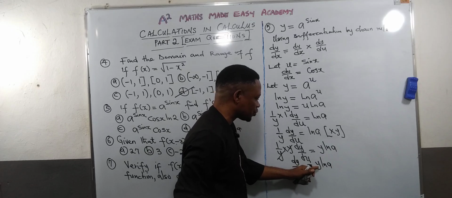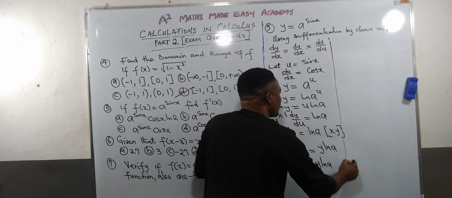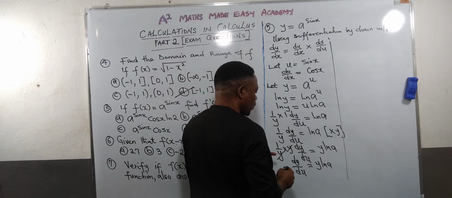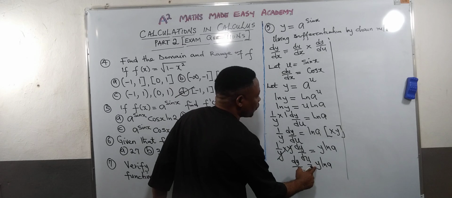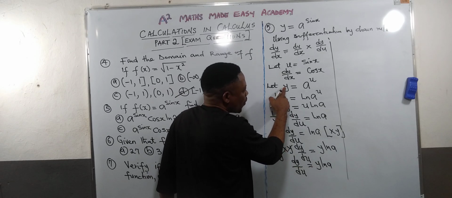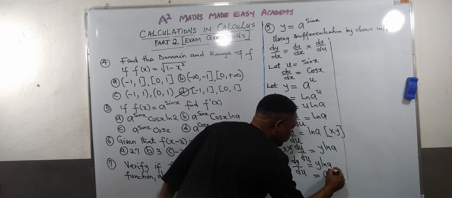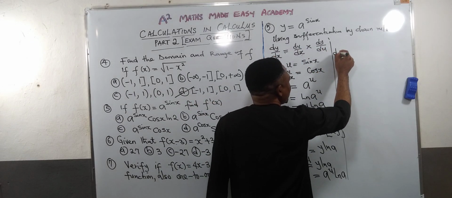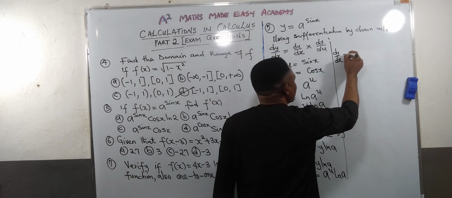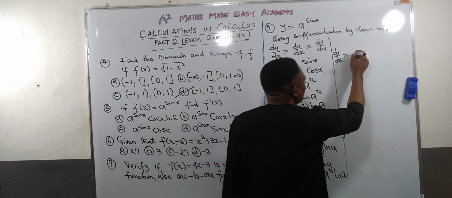Since we have done this, the next thing is to go to the formula for the chain rule and substitute. But I want to ask you a simple question: do we know the value of y? Look at it here. What is y? y is a raised to power u. So this is a raised to power u, then ln a. Let's go back to the formula. dy over dx equals what? What is the value of du/dx? It has been solved. The value is cos x.